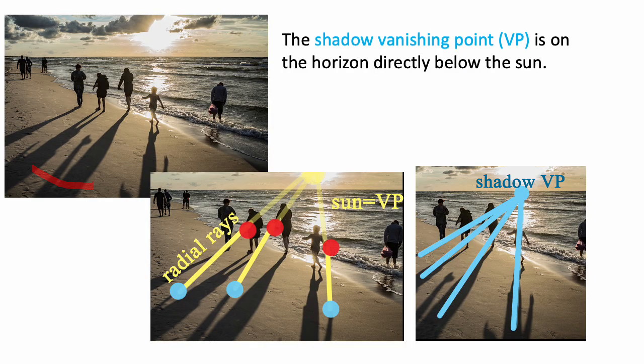Let's evaluate this picture. In the first diagram, I connected the hands of the people to the shadows of their hands, and that gives us the light direction that goes to the sun. In the second diagram, I connected all the shadows together, and that gives us a shadow vanishing point on the horizon, which is directly below the sun.